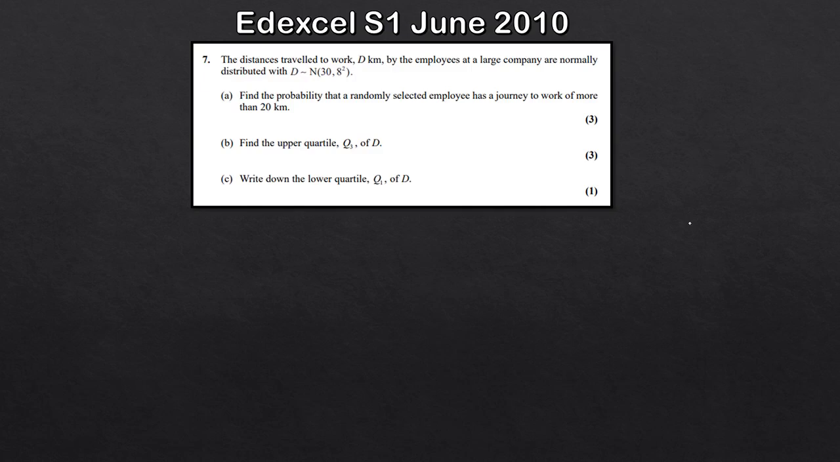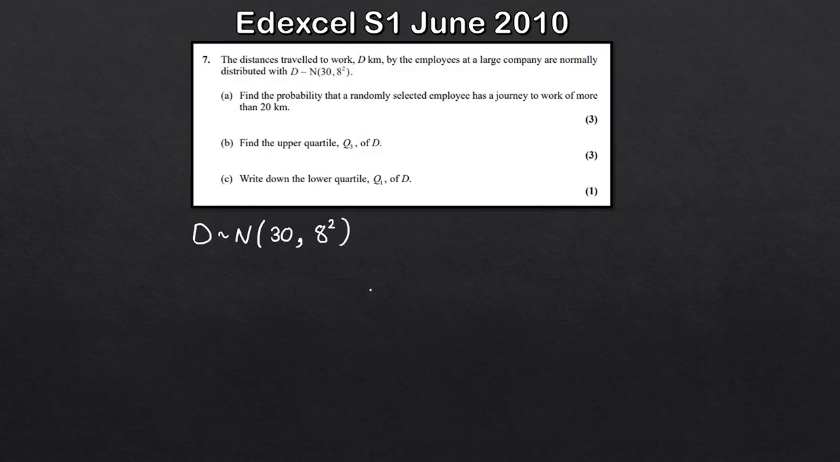So what we've got here is the distances travelled to work, which is given by d kilometres here, by the employees at a large company, and they're normally distributed, and we're given that distribution. So we know d is a normal distribution with mean 30. So d is a normal distribution. So this first parameter here represents the mean, and the second parameter here represents the standard deviation, or the variance, depending on which way you express that.